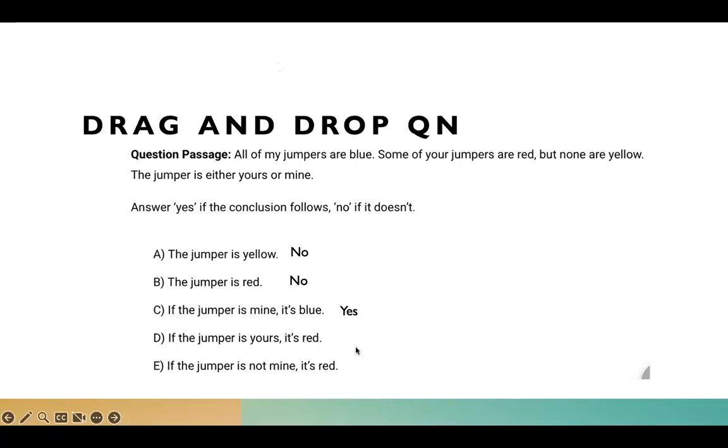D, if the jumper is yours, it's red. D is no. Okay, a few people have already said that. Yeah, exactly. Because only some of the jumpers are red. We don't know what the other color jumpers are. So we can't definitively say that if the jumper is the other person's, it's absolutely red. So it's no. And then E, if the jumper is not mine, it's red.